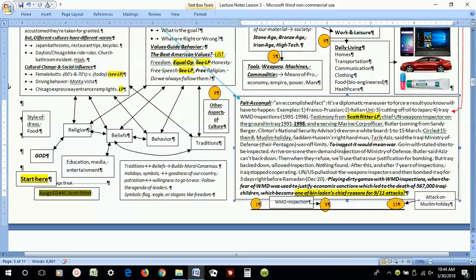So, you go in with, let's say, a list of stated sites you want to inspect, right? But you blindside them with, we want to inspect the Ministry of Defense. You arrive on scene and demand inspection of the Ministry of Defense. Butler said Aziz can't back down. He said it would mean war, right? Then when they refuse, we'll take the refusal and use it as our justification for bombing.